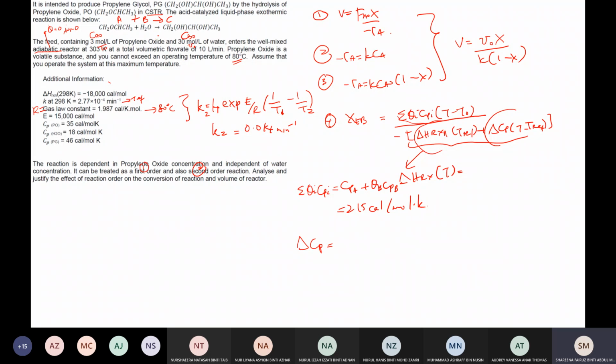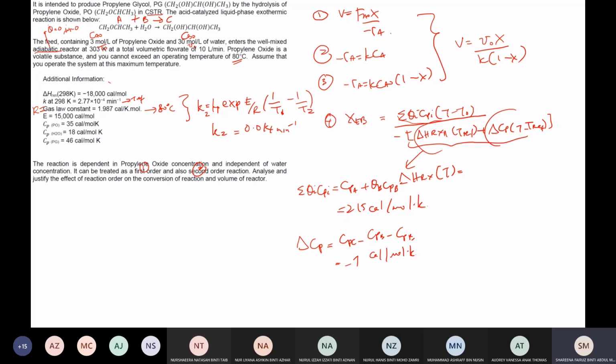This is not reversible, this is irreversible, so you have to consider the Cp for the product. So this one is Cp_C minus Cp_B minus Cp_A, product minus reactant. This is around negative 7 cal per mole K. Once you get all these values, you have to put them here.